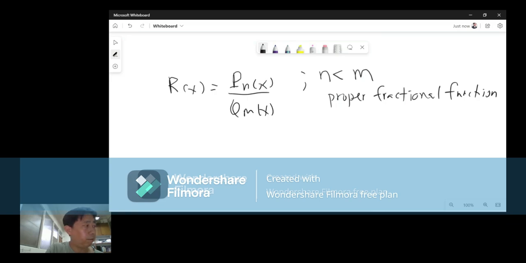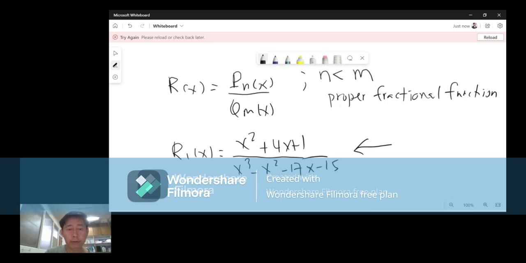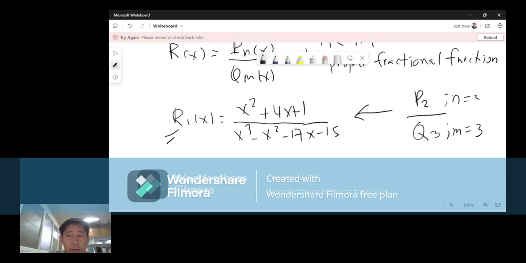An example of a proper fractional function would be like this. In this example of R1, it is made up of the ratio of a function P2, where P2 is x squared plus 4x plus 1, and it is a polynomial of order 2, whereas downstairs is x cubed minus x squared minus 17x minus 15. This is a polynomial of order 3. So here n is the order of 2, whereas m is the order of 3. So R1 here is an example of a proper fractional function.